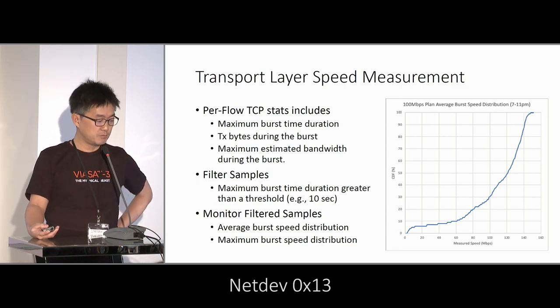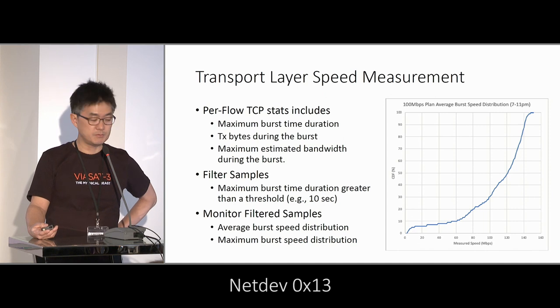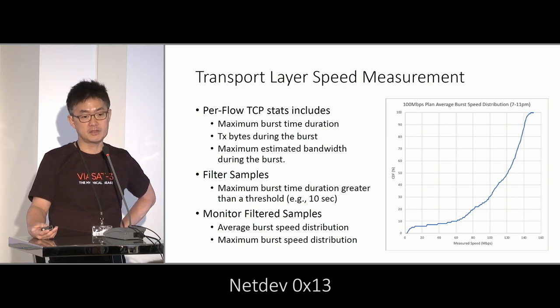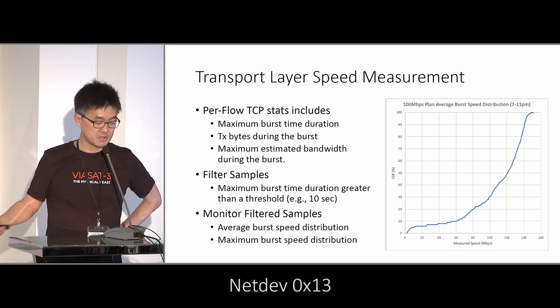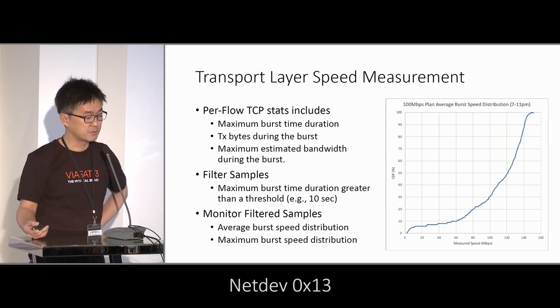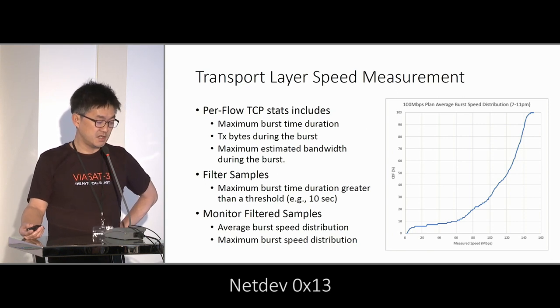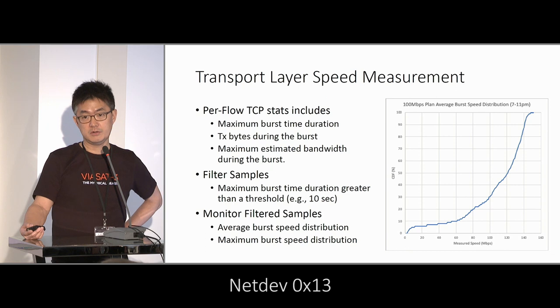So each connection will dump these statistics, and then we filter the samples such that we set a threshold such that the burst is greater than, let's say, for example, 10 seconds, and then we look at the average burst speed in that maximum burst speed distribution. This is showing the average speed distribution for a 100 Mbps plan. And as you can see, this is a CDF, so if you look at the 50%, that gives us about 100, maybe 106 Mbps in median, so it's meeting our SLO.